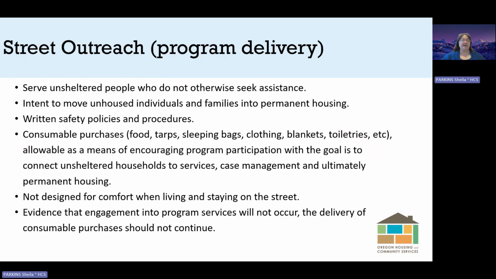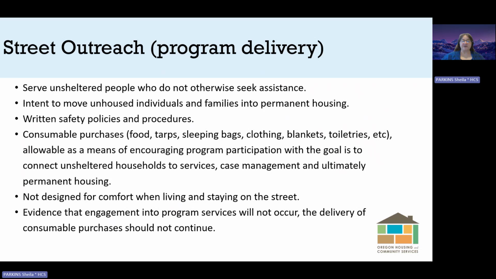This brings us to the allowable uses of funds. Again, please note that there is general guidance in the HSS program standards guidance that must be followed when paying for allowable uses of funds. Street outreach must serve unsheltered people who do not otherwise seek assistance. This involves going outside of the agency to connect with households in areas where unsheltered people reside. Street outreach dollars must be expended to build rapport and meaningfully engage with the unhoused population in an attempt to screen them for eligibility and provide them with case management services.